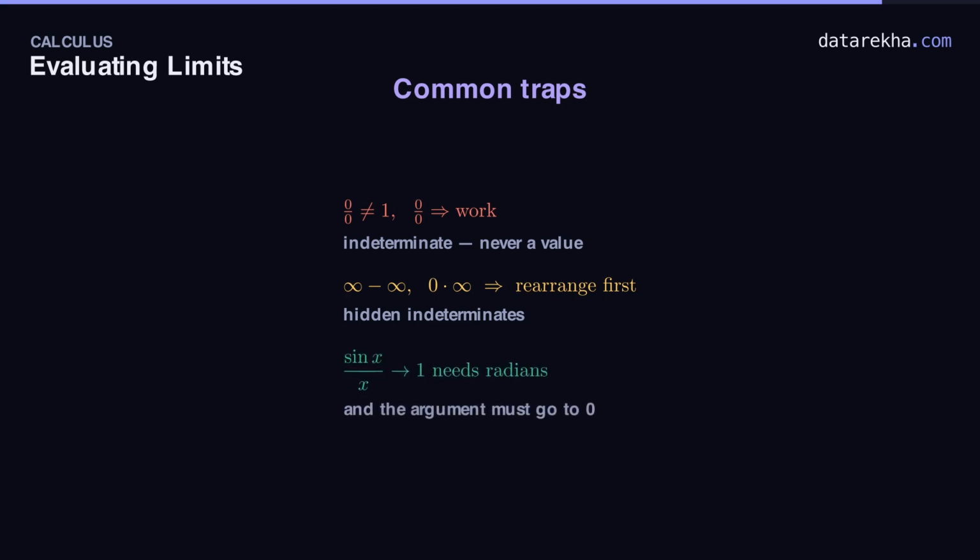Trap 3. The sine limit only equals 1 when the angle is in radians and tending to 0. Match the standard form before you apply it. And trap 4. Only cancel a factor the top and bottom genuinely share. Striking a term that isn't a common factor quietly changes the problem and hands you a wrong answer.